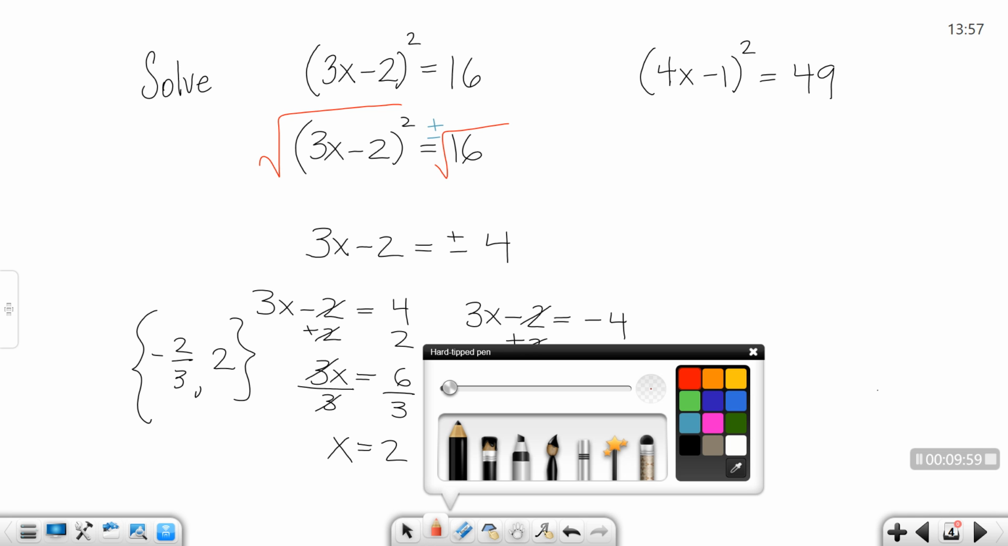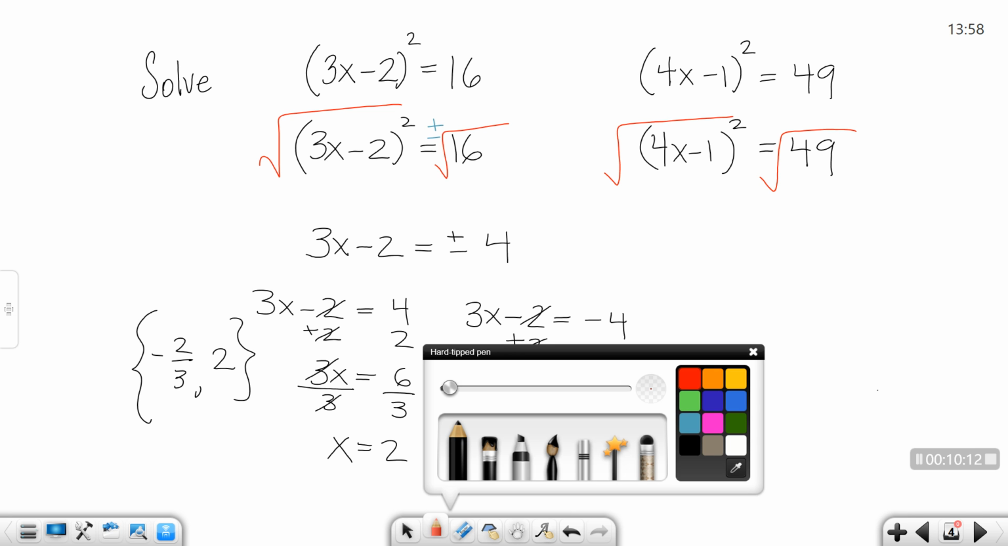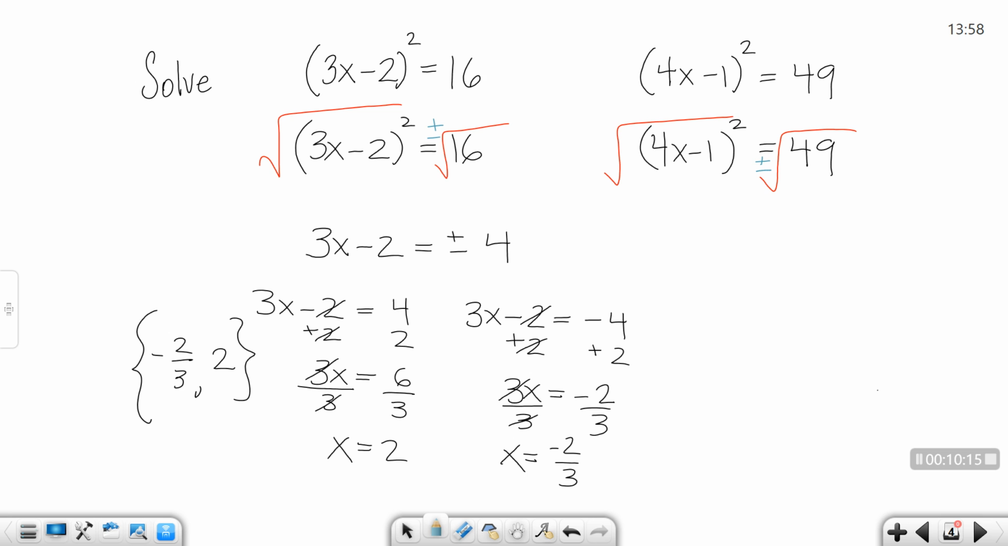Okay, here's your last one of these. What you're going to do is take the square root of both sides. Remember, on your number side, to put a plus or a minus. So when you take the square root of a square, it cancels out and gives you 4x minus 1, and that equals plus or minus 7. The square root of 49 would be 7. So simplifying this out, you get 4x minus 1 equals 7, and 4x minus 1 equals negative 7.